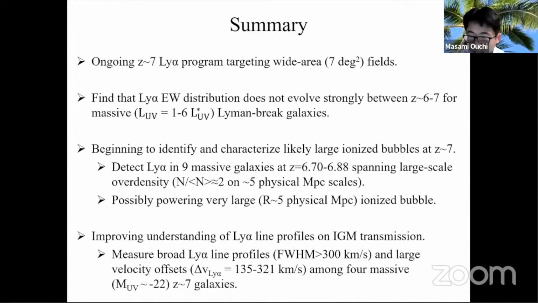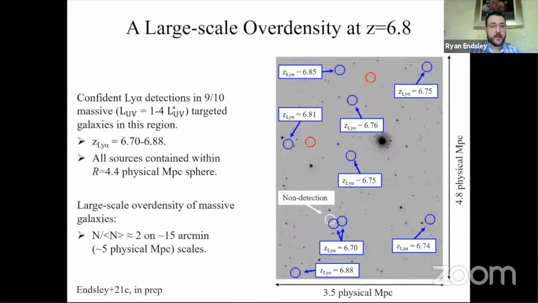All right. So then the next question is from Caitlin Casey, who is asking what galaxy overdensity the redshift 6.8 structure corresponds to. So the galaxy overdensity of this region that I've described here: it has 2 times the number of these UV bright massive galaxies than that expected on average across this region that's about 5 physical megaparsecs in scale.